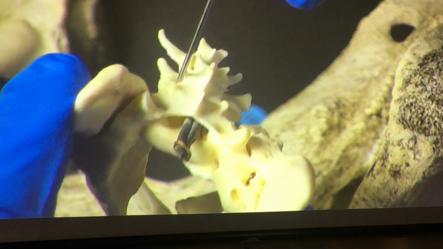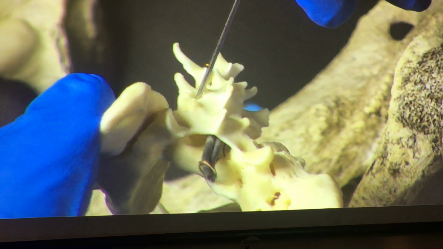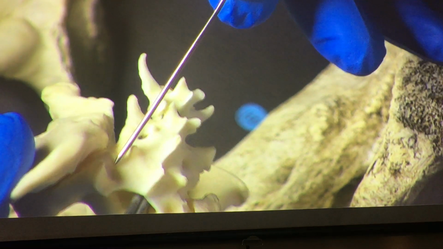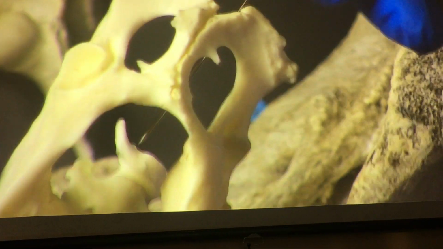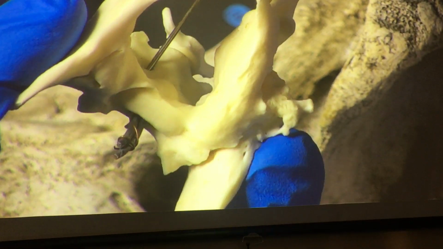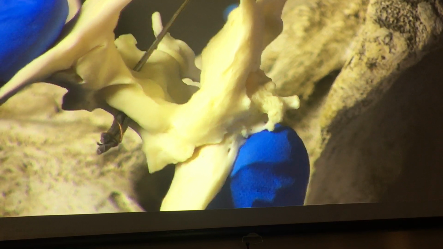Plural of foramen is foramina. So sacral foramina. Some books are really picky and say these are the dorsal, and you flip it over, and the ventral, but really they're the same hole. So sacral foramina is fine.